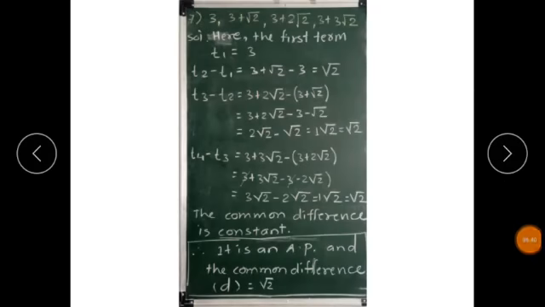Let us see the seventh example. Here the sequence is 3, 3 plus under root 2, 3 plus 2 root 2, 3 plus 3 root 2. Here T1 is 3, the first term. The second term T2 is 3 plus under root 2, T3 is 3 plus 2 root 2, and T4 is 3 plus 3 root 2.